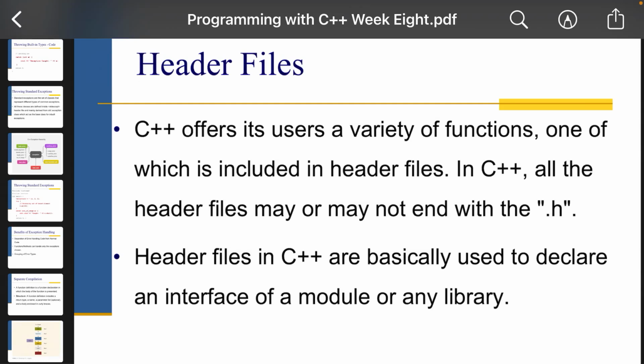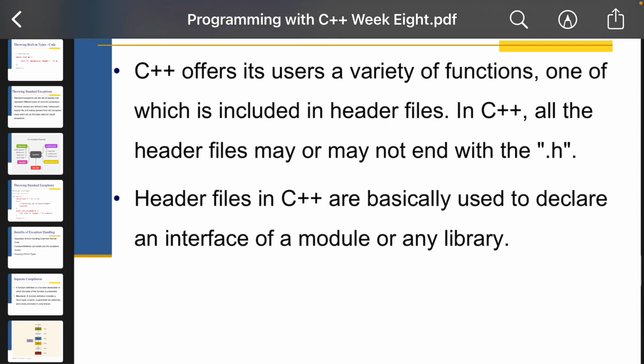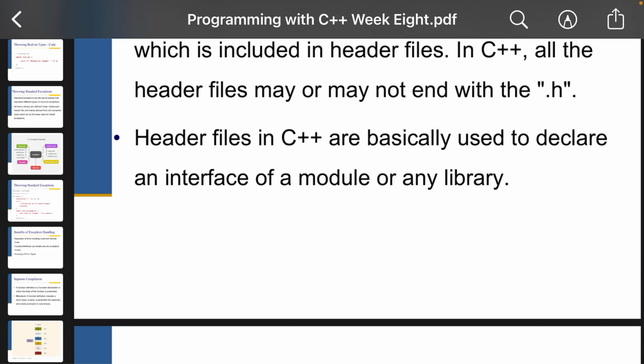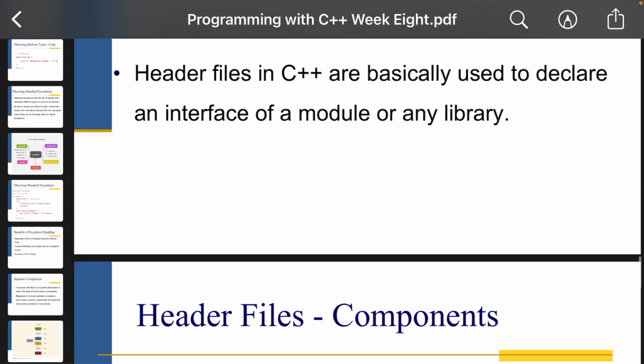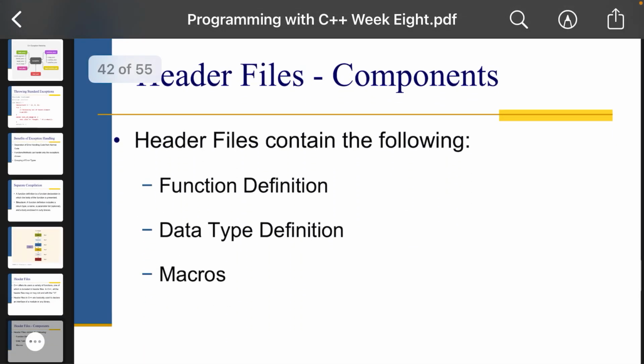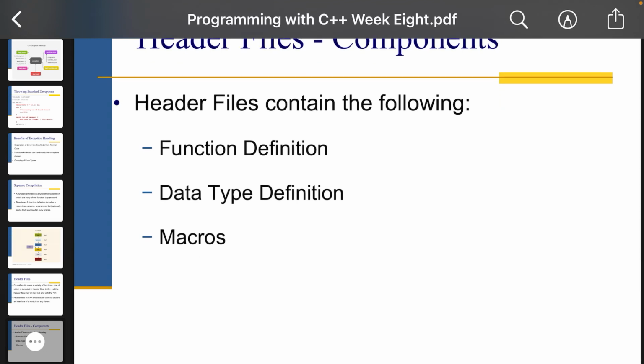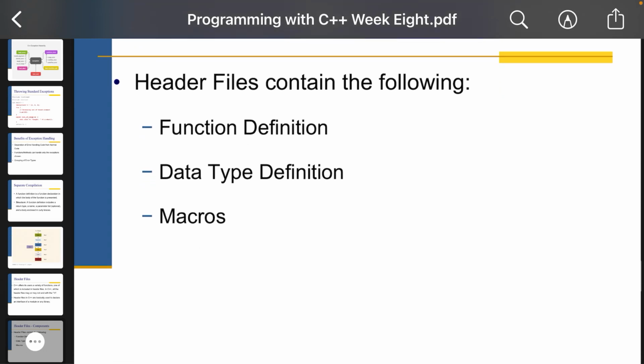And C++ header files. C++ offers its users a variety of functions, one of which is including a header file. In C++, a header file may or may not end with .h. Header files in C++ are basically used to declare an interface of a module or any library. The components of header files are function definitions, data type definitions, and macros.